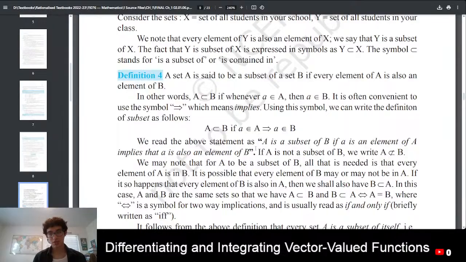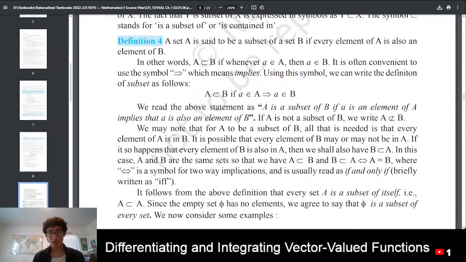And if this is not the case, if A is not a subset of B, then you just write A is not a subset of B. As simple as that. We may note that for A to be a subset of B, all that is needed is that every element of A is in B. It's also possible that every element of B may or may not be in A.